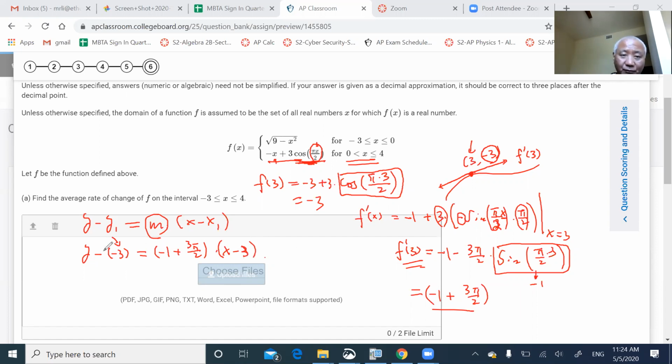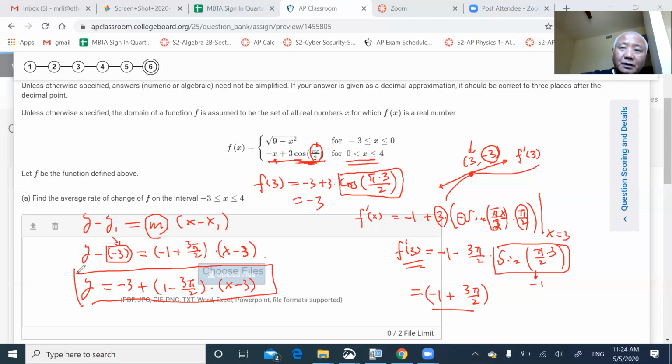Of course, if you want, you can move this on this side. You get y equals what? -3, right? Because negative is positive, so +3, so you get a -3 on both sides. -3 and the plus 1 minus 3 pi over 2 and x minus 3. So this will be the answer for B, okay?